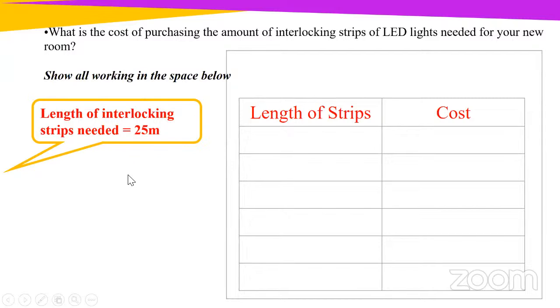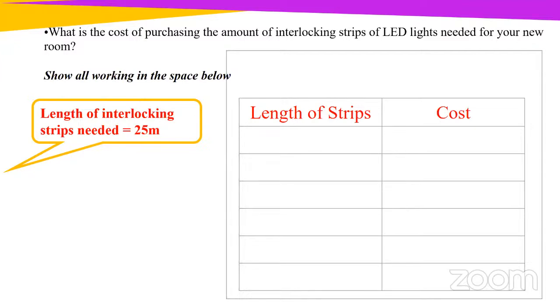How much money do you have? No, we don't need that. We just need to find out the cost. So how will we know? What do we need to know? How many strips we're going to buy for us to get to 25 meters? How will we know that?